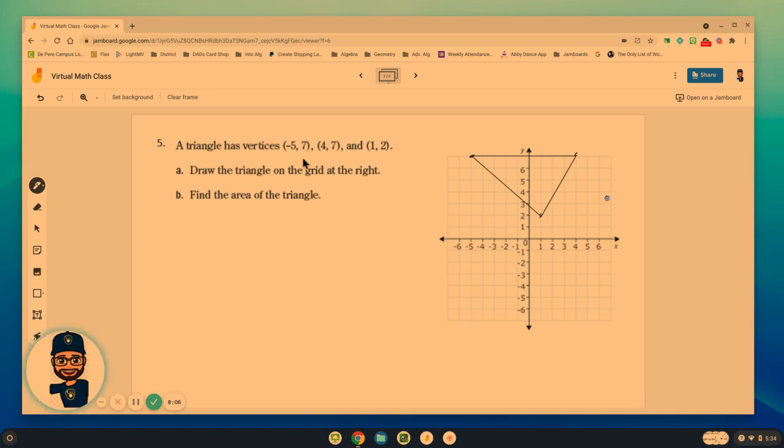Unfortunately, they don't tell us that this makes a right triangle, so we can't assume that it does. We do know the length of this side of the triangle from -5 all the way over to 4. This has a unit of 9. We also know the interior height, and I can drop that straight down and create that right angle on the inside, and that height would give me from 2 all the way to 7 a height of 5.